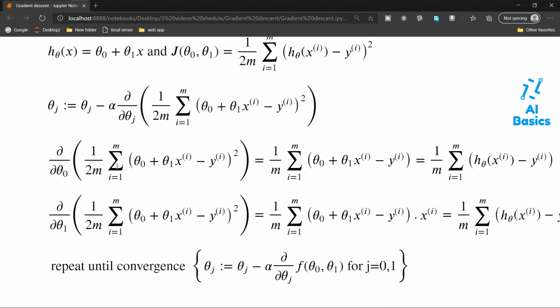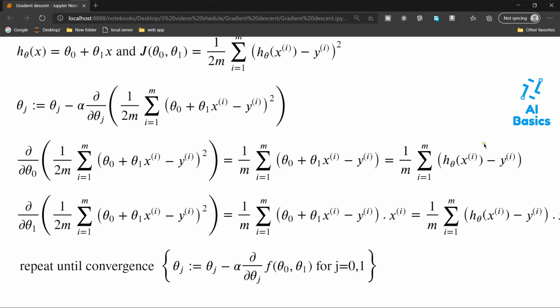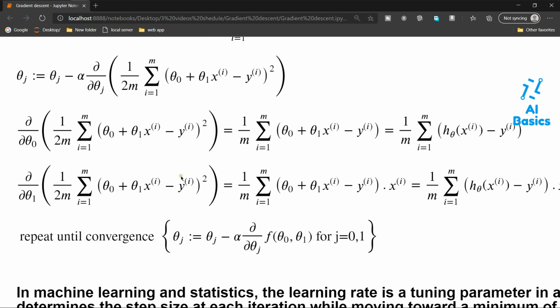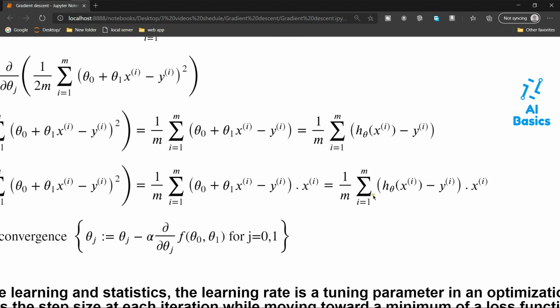So this is the first partial derivative with respect to c. After applying these partial derivatives, we will get this equation: 1 by m into sum of y predicted minus y actual. This is the partial derivative with respect to x: 1 by m into summation of y predicted minus y into x.